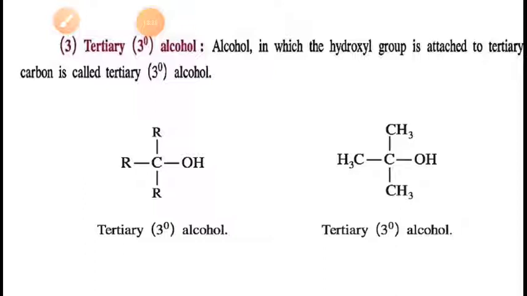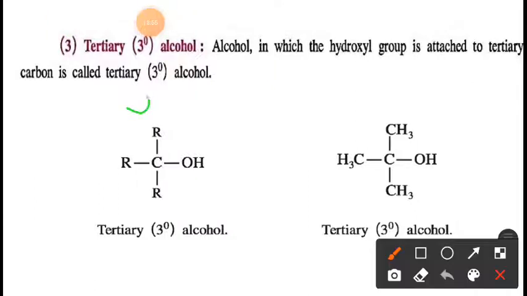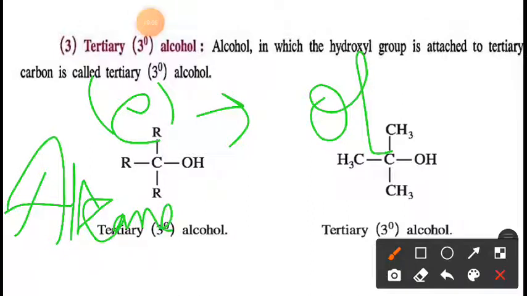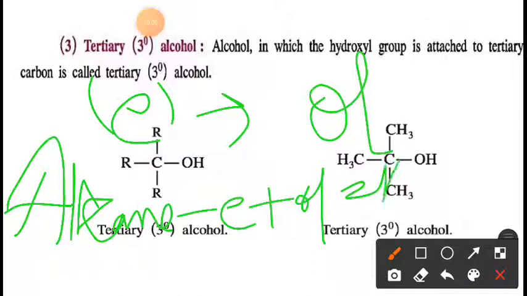That rule is, according to the IUPAC nomenclature, alcohols are named by replacing the E with OL. So we can write alkane minus E plus OL, it will be alkanol, alcohol, right?